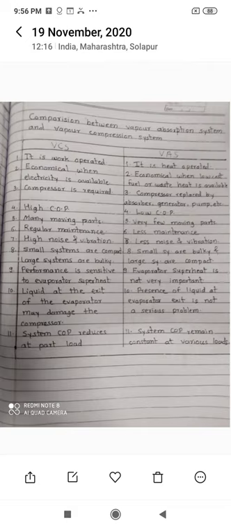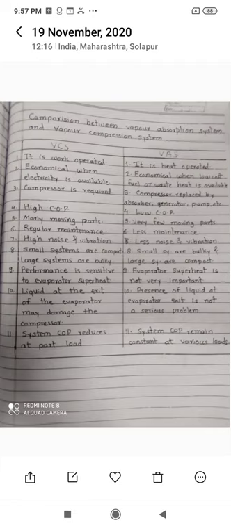Next is, in vapor compression systems, small systems are compact and large systems are bulky. In vapor absorption systems, small systems are bulky and large systems are compact. Next, the performance is sensitive to evaporator superheat in the case of the vapor compression cycle. But in the vapor absorption system, evaporator superheat is not very important.